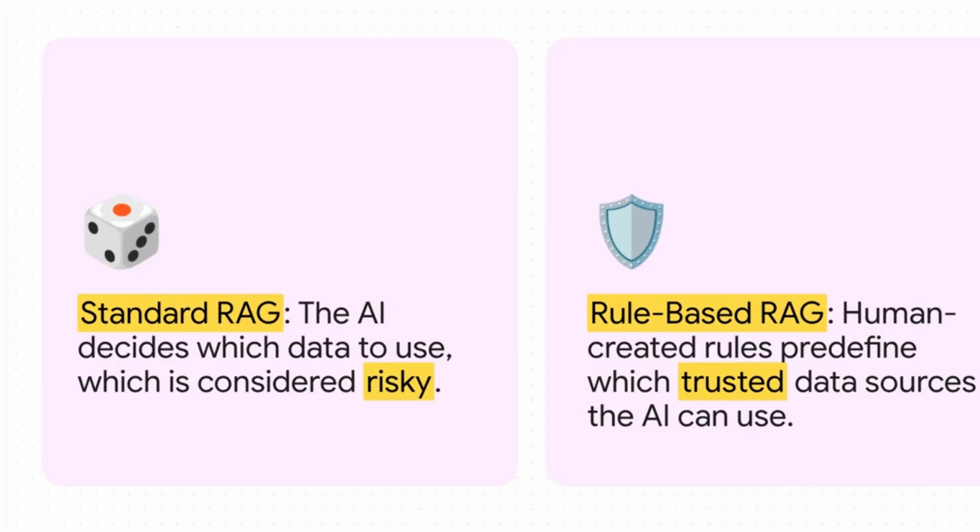Now, this brings us to a really key piece of tech called Retrieval Augmented Generation, or just RAG for short. The standard way it works is the AI just goes out and finds whatever data it wants to answer a question. It's fast, but yeah, it's risky. The solution here is called Rule-Based RAG, or RRAG, and it completely flips the script. With RRAG, humans decide ahead of time what data is trustworthy, and the AI is locked in. It can only use those pre-approved sources.